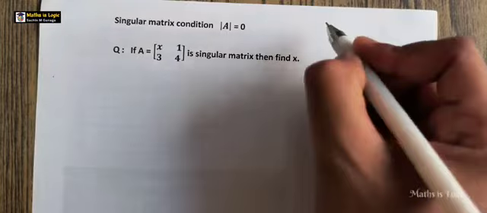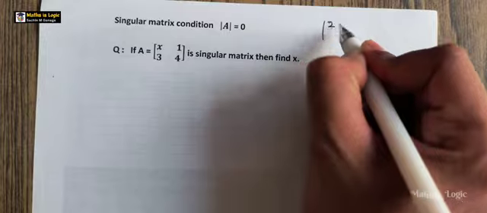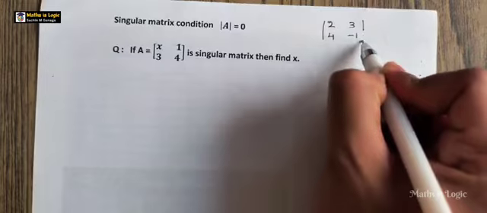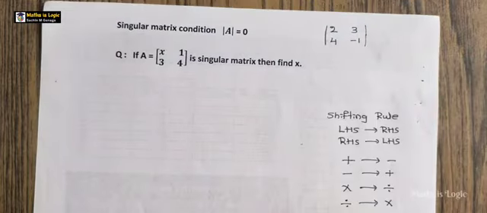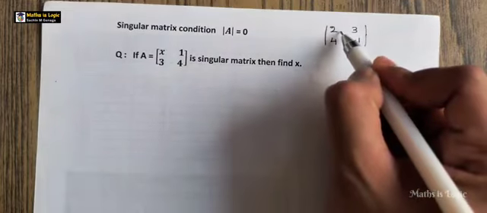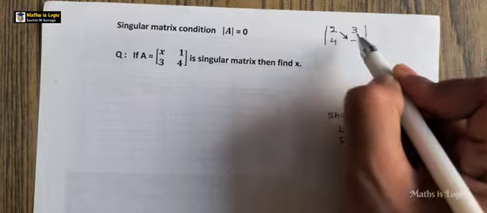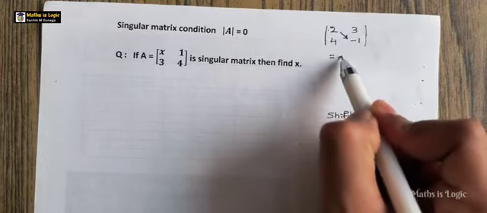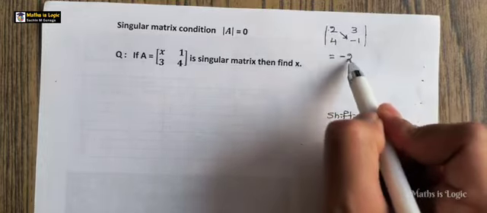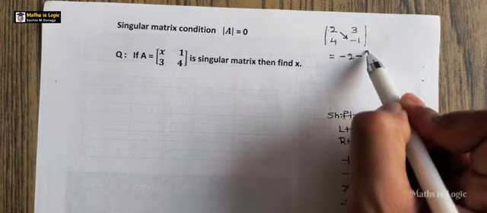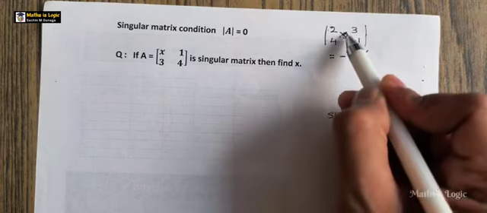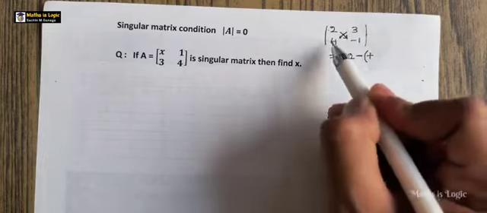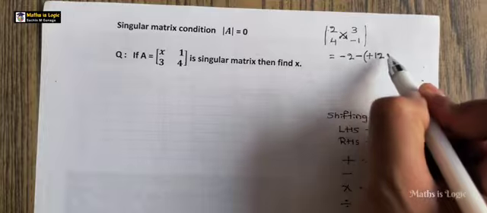Suppose this is the second order determinant, 2, 3, 4 minus 1. Rule is we need to do the cross multiplication. This arrow mark we need to multiply first. First multiply the sign. Plus into minus is minus, 2 into 1 is 2. Middle always negative sign. Again in bracket. Next remaining two numbers we need to multiply. Plus into plus, plus 4 into 3, 12.